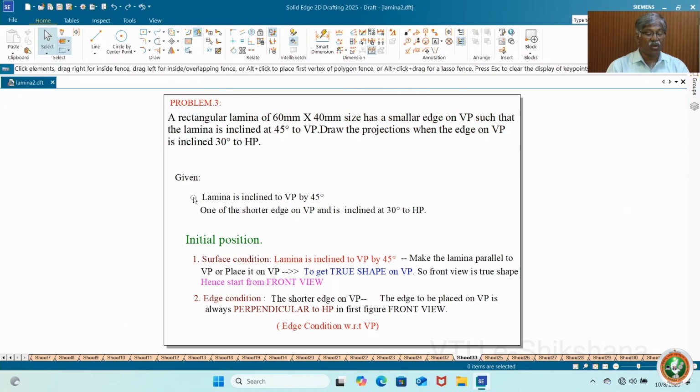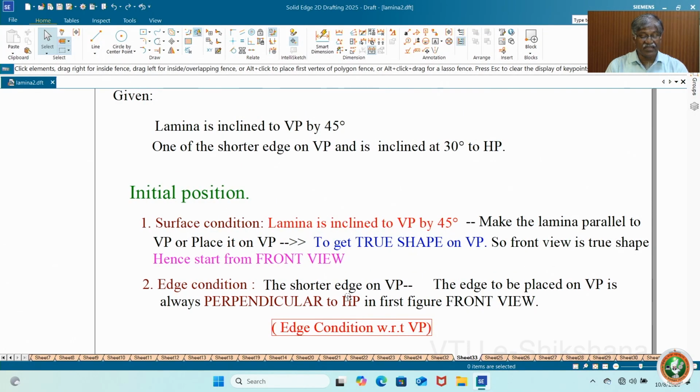So what is given: the lamina is inclined to VP by 45 degree and one of the short edges is on VP and inclined at 30 degree to HP. So it is the edge condition with respect to VP, because the surface is inclined at 45 degree, we have to make it parallel to VP so that you will get the true shape on VP. Front view is the true shape. Now the edge condition is the shorter edge on VP. The edge to be placed on VP is always perpendicular to HP in the first figure front view. That's what we have discussed.